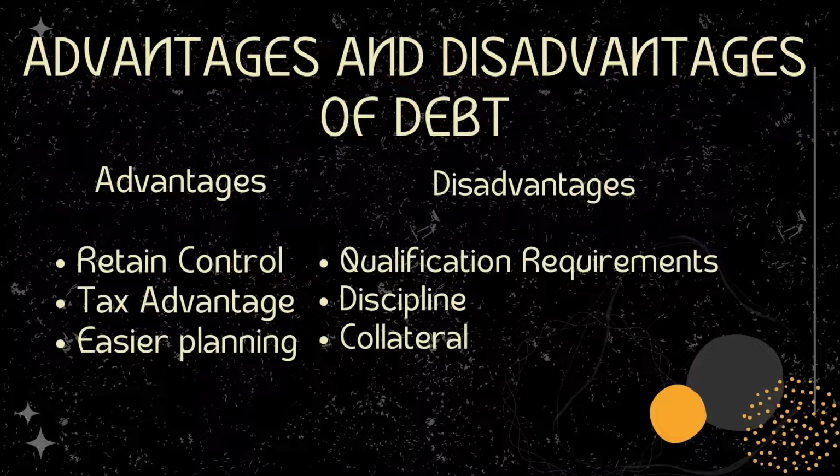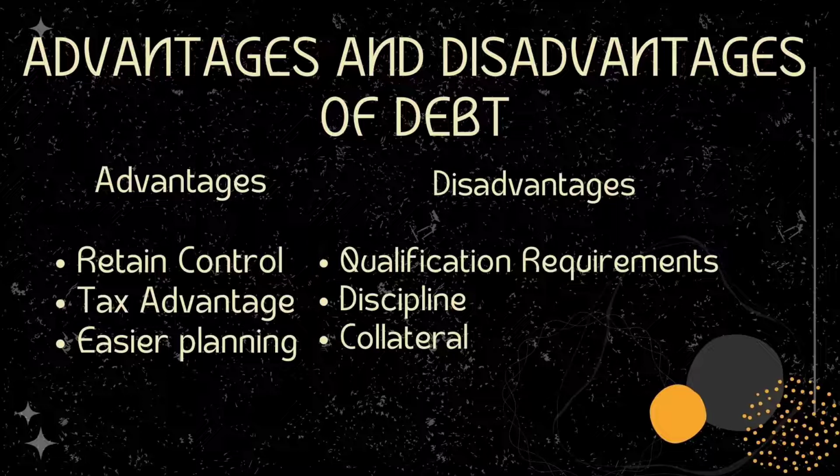We're going to start with advantages and disadvantages of debt. As you can see, I grouped them for you to remember easily. So the first one, in advantages, we have retain control, the tax advantage, and easier planning. So why is retain control an advantage? When you agree to debt financing from a lending institution, the lender has no say in how you manage your company. For short, you make all the decisions.